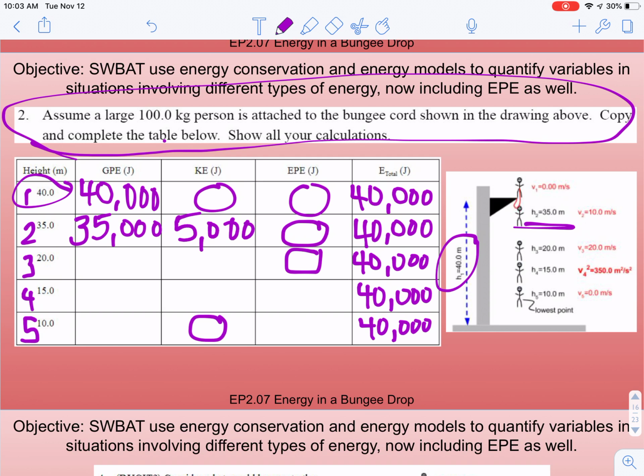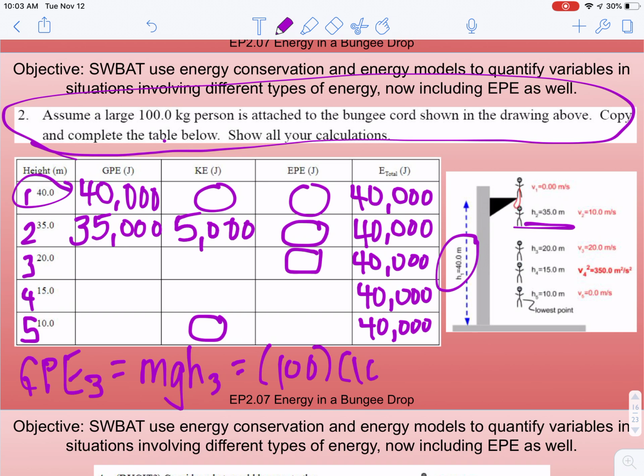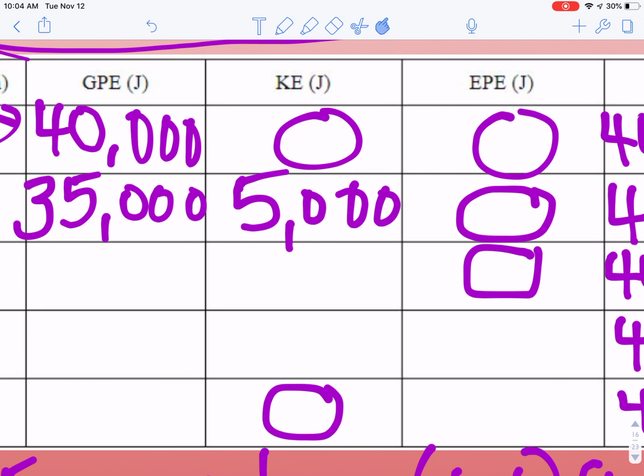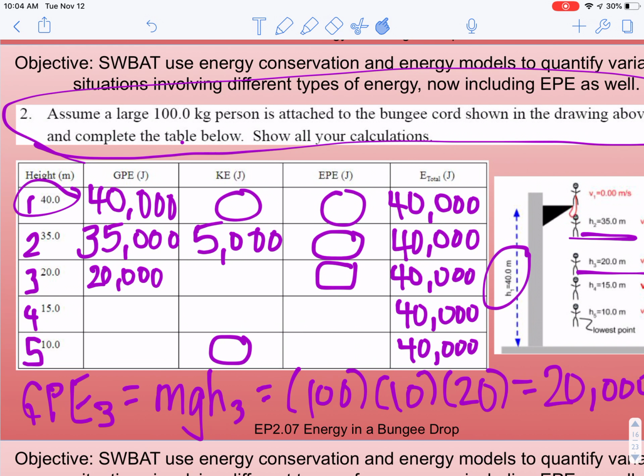Okay. Next, GPE3. All right, and I'm going to write this out, MGH3, which again is 100 times 10, and H3 is 20. So times 20, that's going to be 20,000. So I'm going to put that in my table.